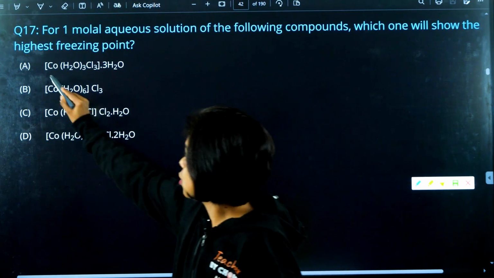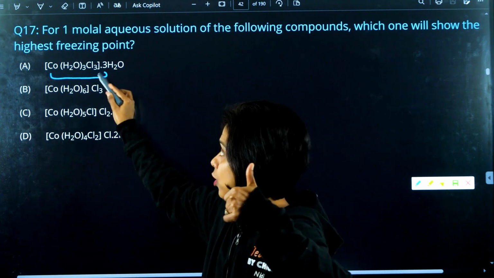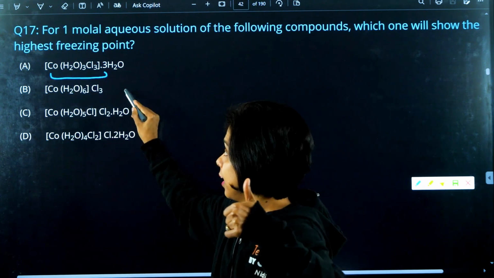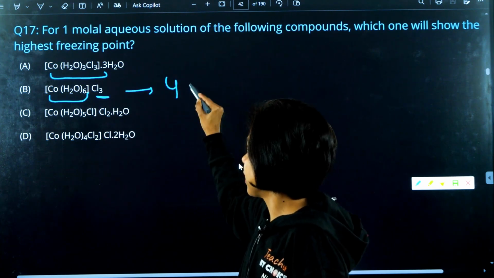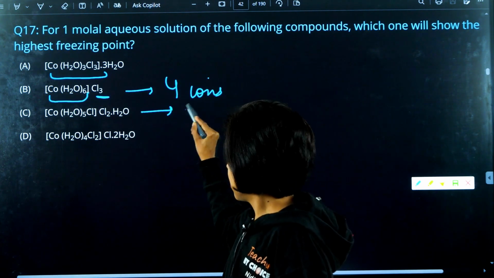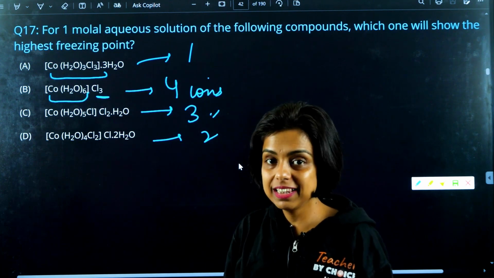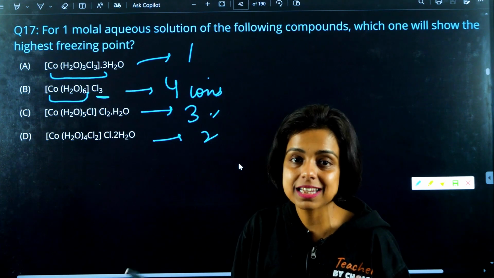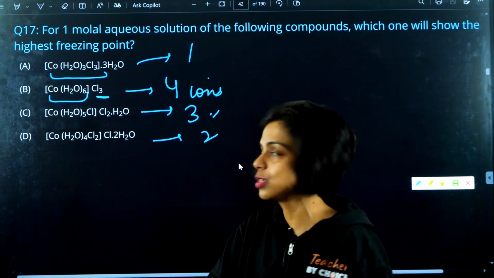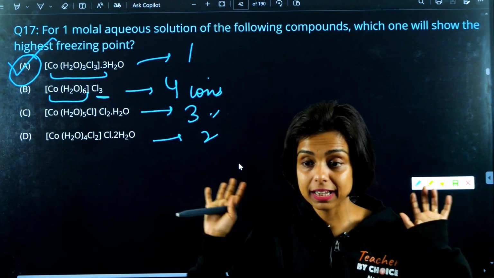Okay, so this complex will not break into ions, it will give just 1 complex molecule. The others give 4 ions, 3 ions, 2 ions. Lesser is the number of particles, lesser is the colligative property. That means lesser is the depression, the decrease in freezing point. That means option A has the highest freezing point, guys.